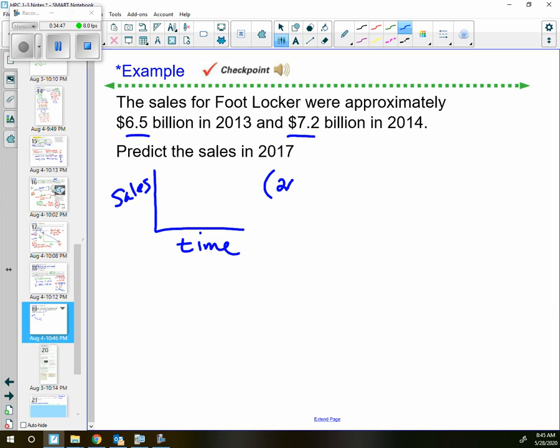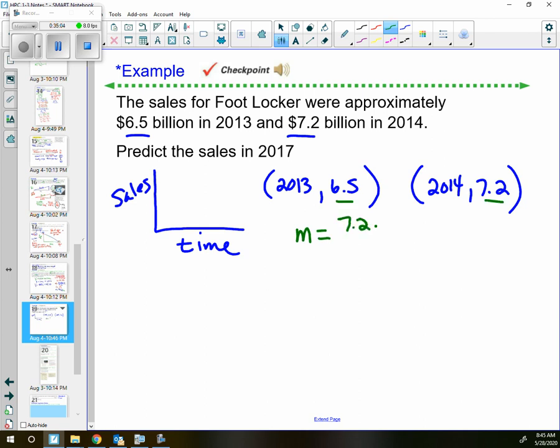In 2013, it was 6.5 billion. And then in 2014, it was 7.2 billion. So couldn't I figure out the rate of change there? Let's see what that slope looks like. I would have my change in Y, so 7.2 minus 6.5, over change in X, so 2014 minus 2013. So per 1 year, this was a 1 year change. It looks like it was 0.7.